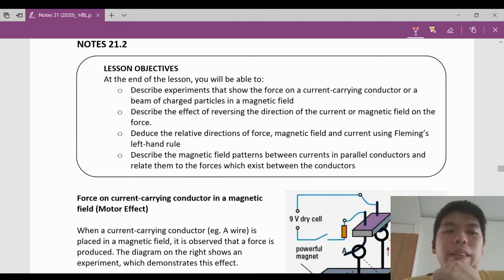All right, very good morning. Welcome back. Let's move on to part two of the topic of electromagnetism.